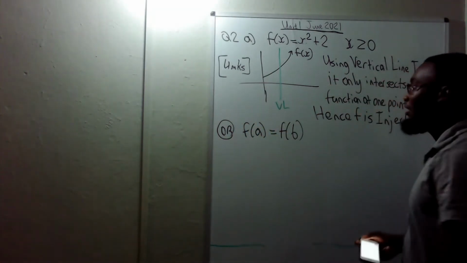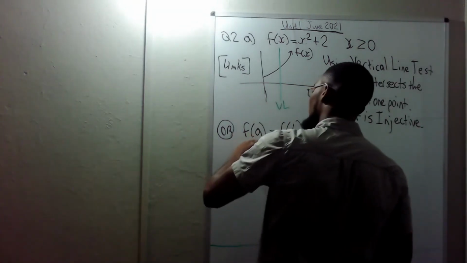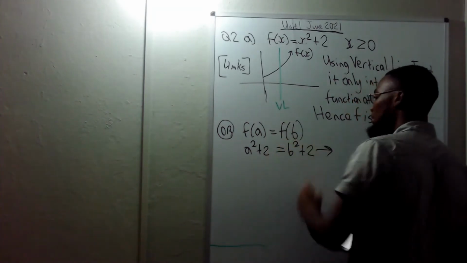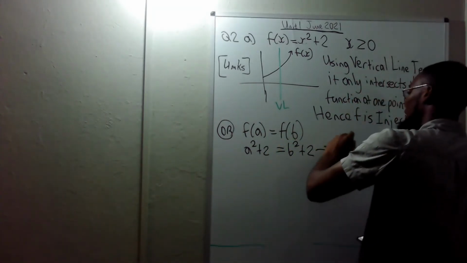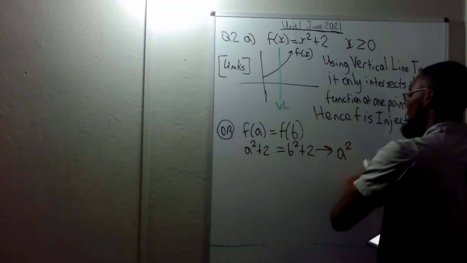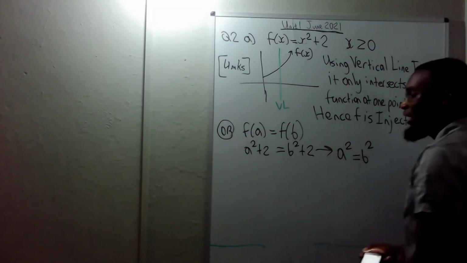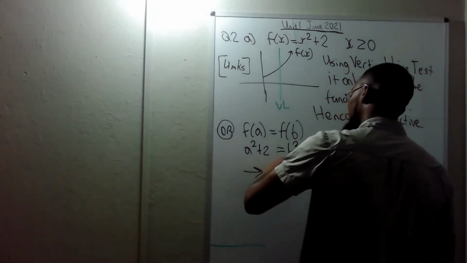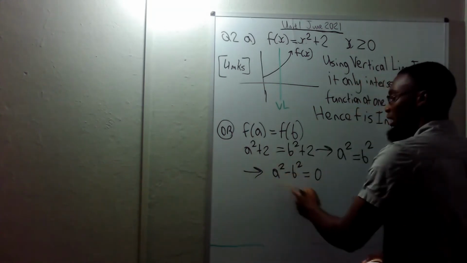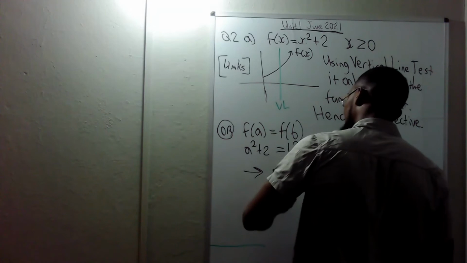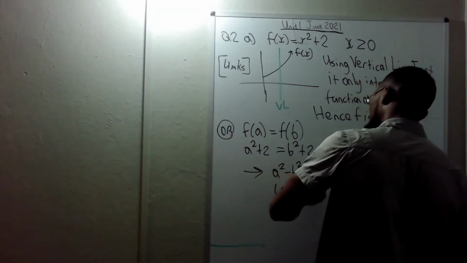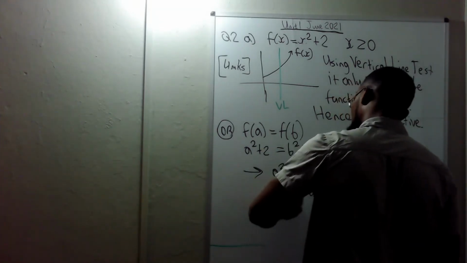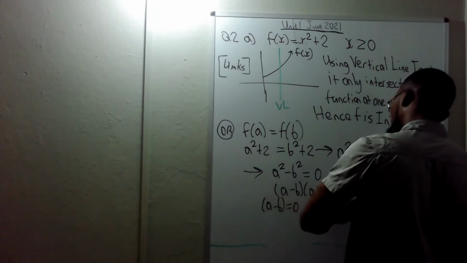Solving f of a equals f of b, you're going to get a squared plus 2 is equal to b squared plus 2. That implies that the 2's cancel. That implies a squared is equal to b squared. But if a squared is equal to b squared, that implies that a squared minus b squared equals 0. We can factorize. We get a minus b times a plus b equals 0. From this you get a minus b equals 0, or you get a plus b equals 0.